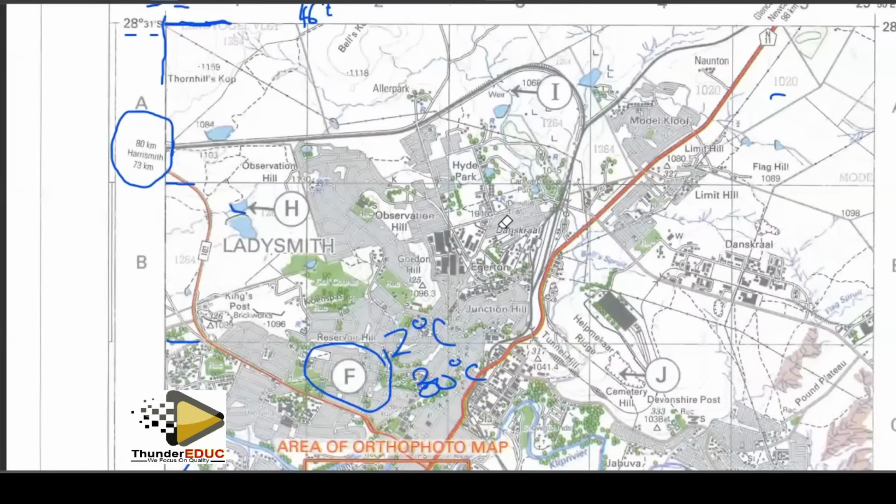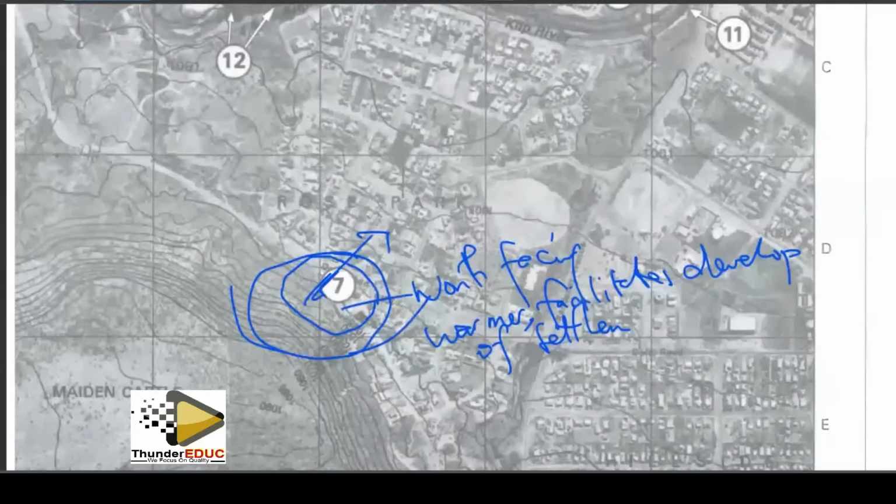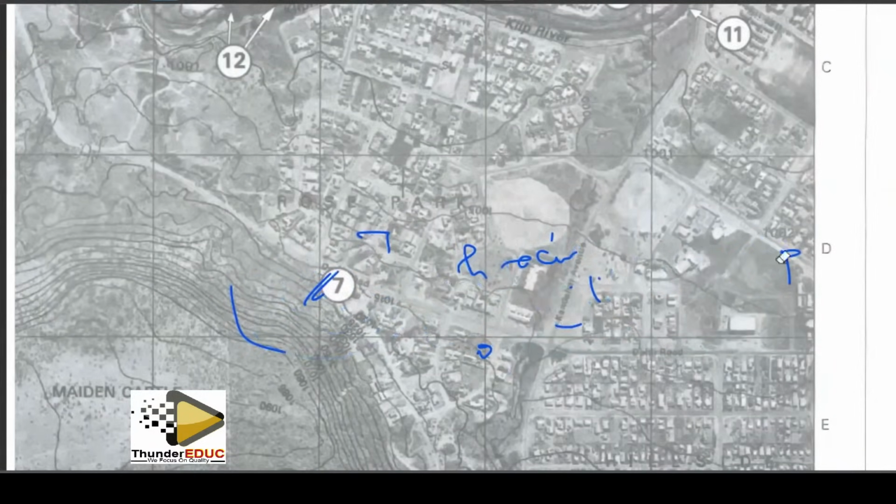Then identify the fluvial landform feature. Refer to the section of Clip River on the orthophoto. We are looking at the orthophoto here. Clip River, we are looking at which section? Let me erase this information here. We are looking at the section of Clip River on the orthophoto map.